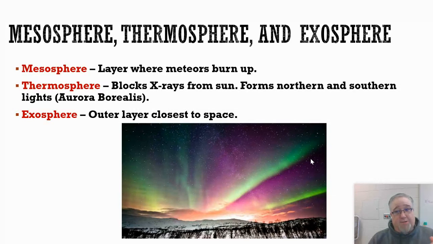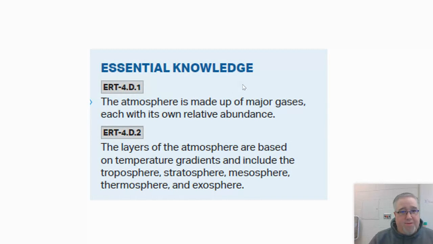But the troposphere and the stratosphere, those two are the big ones. So again, let's revisit our essential knowledge. The atmosphere is made up of major gases, each with its own abundance. You don't have to know every gas, just the ones I talked about today. Then we talked about the layers of the atmosphere: troposphere and stratosphere are the big ones, and mesosphere, thermosphere, and exosphere are the minor ones.